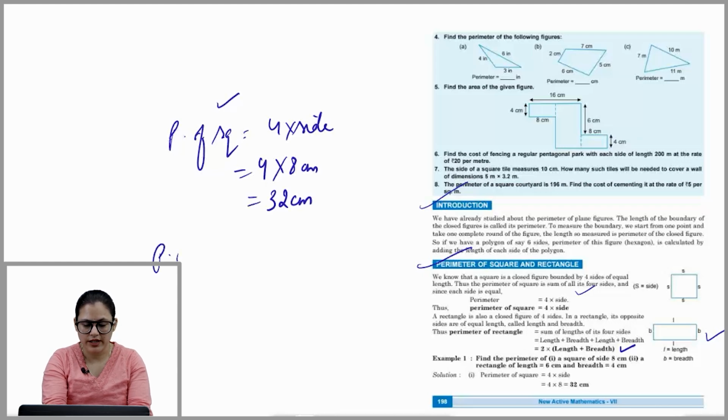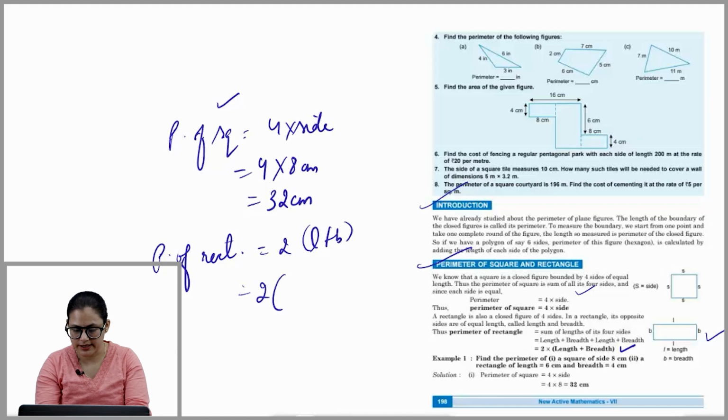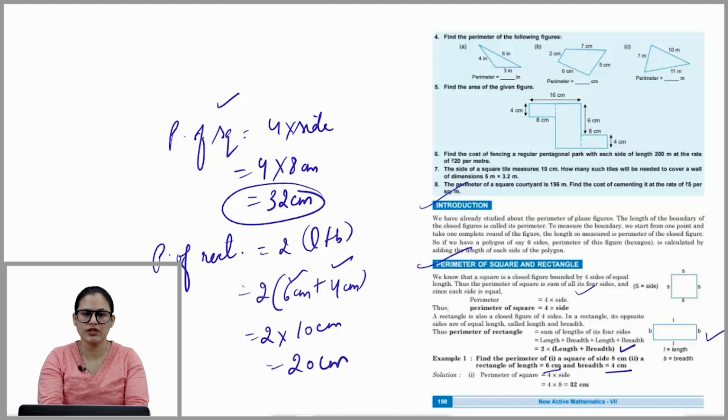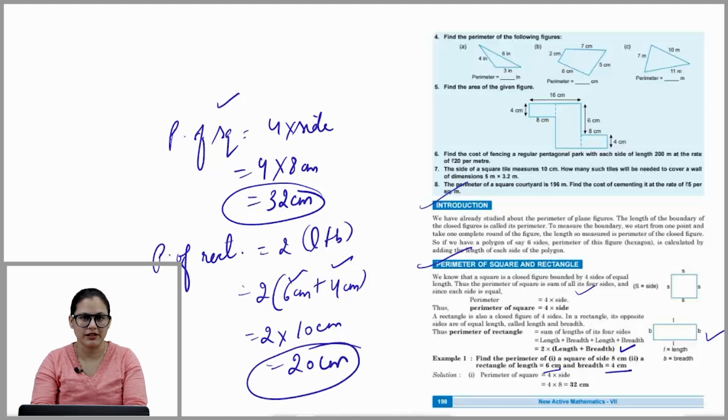Now we have to find out the perimeter of rectangle, which is 2, then in bracket length plus breadth. What is the length? Length is given here 6 centimeter. Plus, what is the breadth? Breadth is 4 centimeter. So 2 into (6 plus 4), 10 centimeter, is equal to 20 centimeter. Okay, so this is the perimeter of a square, and this is the perimeter of rectangle, right?